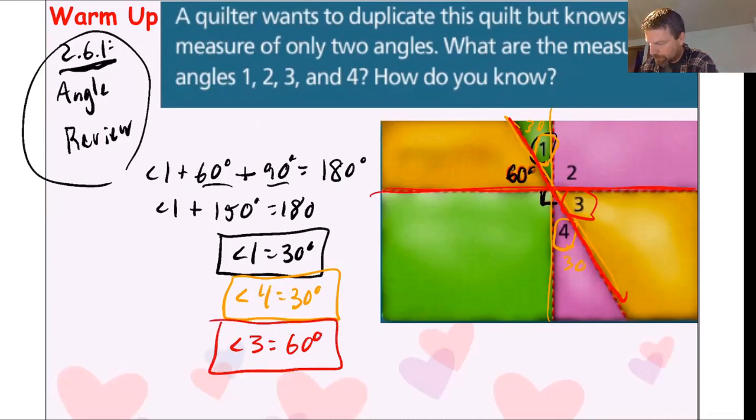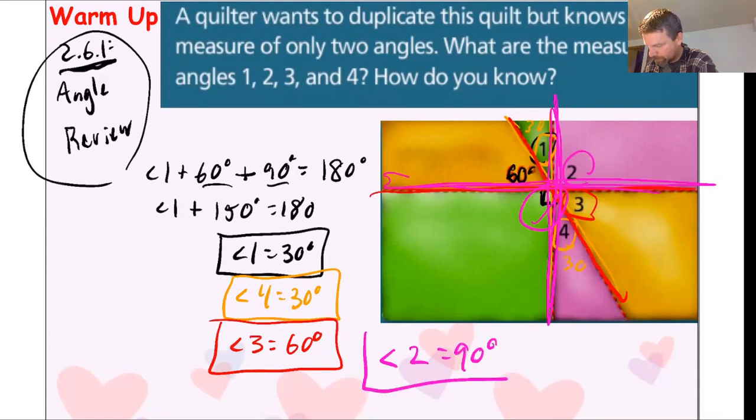And then the last one I haven't done yet is angle 2. But if I do this pink line here, and that pink line there, I can see angle 2 and that 90 degrees are across from each other. So they must be vertical, so they must be equal. There they are. So today's just going to be a review about those different types of angles, some vocabulary that we should know but may have forgotten. It shouldn't be too bad of a lesson. It should be pretty quick.